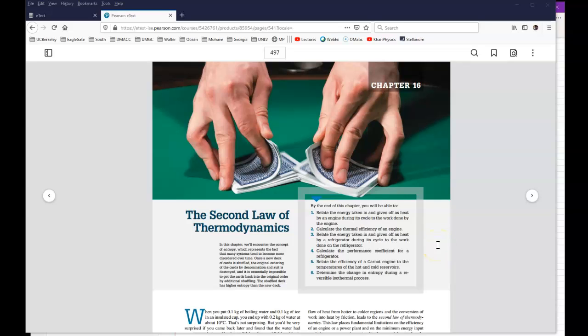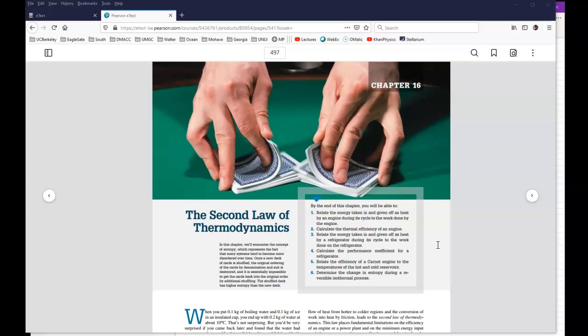Hello, this is a continuation of where we left off. From the first part, we covered the ideal gas law and the kinetic theory of gases, and we also briefly covered the first law of thermodynamics. In this part, we will cover the last section of the last part, and that is the second law of thermodynamics.